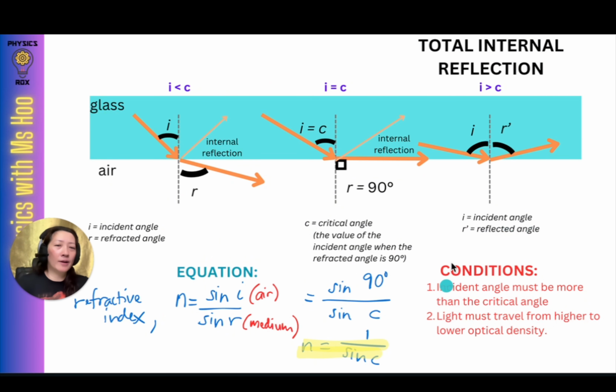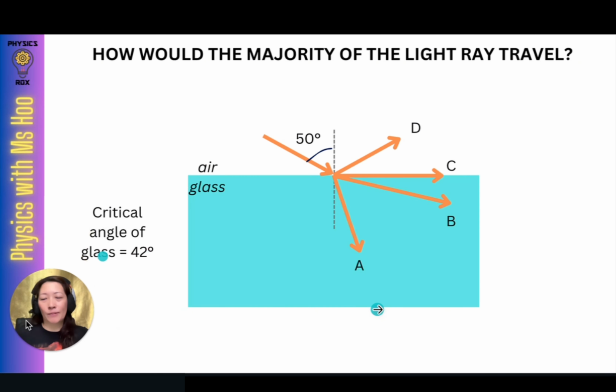So now that we know about the conditions for total internal reflection, let's go look at this example. Here we have a diagram which shows the light ray traveling from air to glass, where the incident angle in air is 50 degrees. Question is, how would the majority of the light ray travel? Would it refract closer to normal at A? Would it refract further from normal at B? Would it travel along the boundary of air to glass at C? Or will it undergo total internal reflection at D?